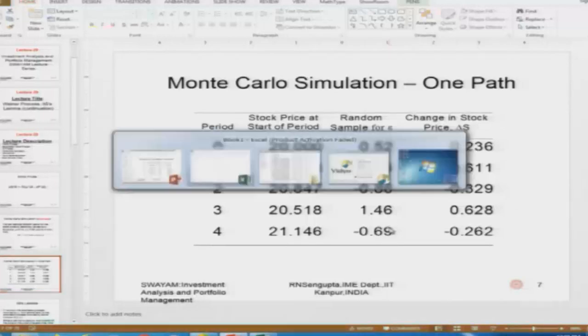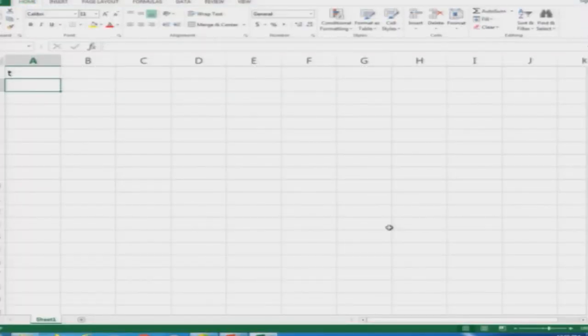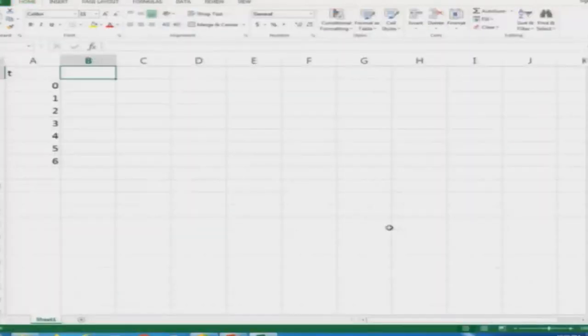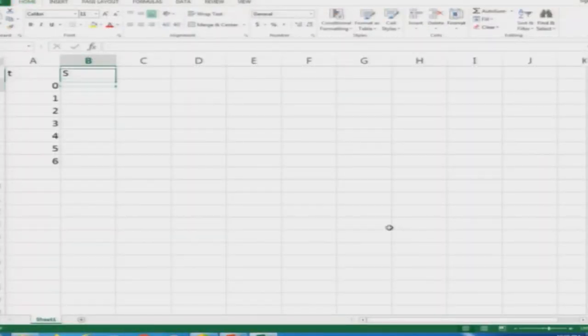So, we have the time period T: 0, 1, 2, 3, 4, 5 and so on. Now we have initially the S value, which is given as 20, and that is fixed. Let me highlight it for ease of understanding for all of us. So this is fixed.